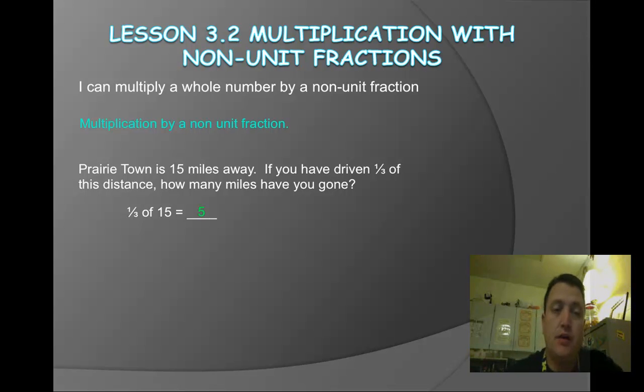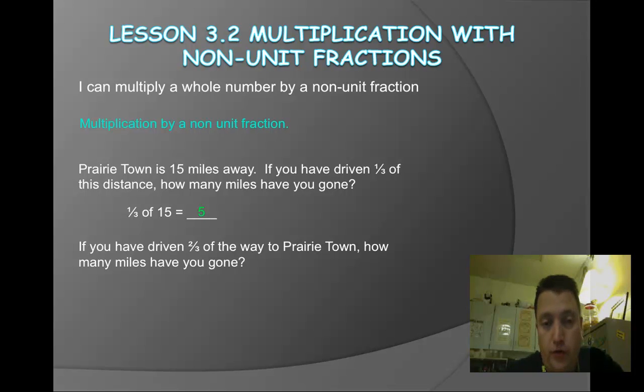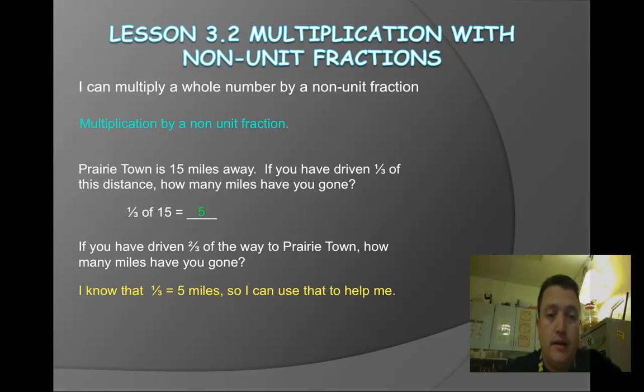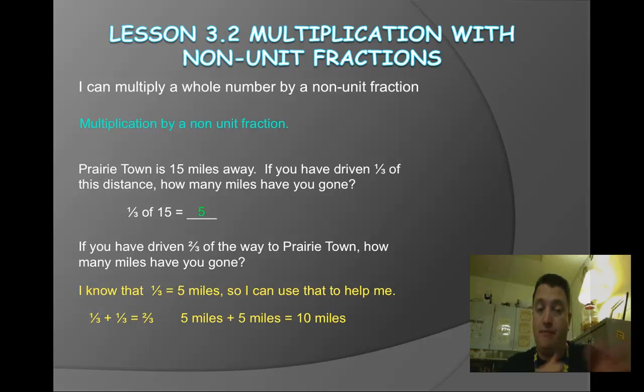All right, so if you've driven 2/3 of the way to Prairie Town, how many miles have you gone? I'm sure a lot of you are like, got it right now. If you're not quite there yet, let's take a look here. I know that a third equals 5 miles, so I can use that to help me. For every third I have, that's going to equal 5 miles. So 1/3 plus 1/3 equals 2/3. That would be the same as taking the 5 miles plus 5 miles equals 10 miles. If I know 1/3 is 5 miles, I can just add that together twice to give me my 10 miles.